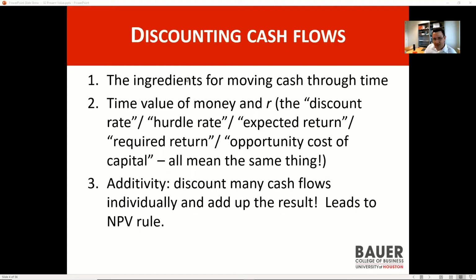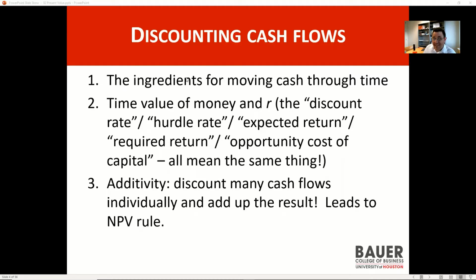So we don't want to just spit out a formula and refer you to a formula and say, use the formula, plug it in. We want to try to get at the economics underneath the formula. In particular, we want to get at the intuition behind the time value of money and our discount rate.